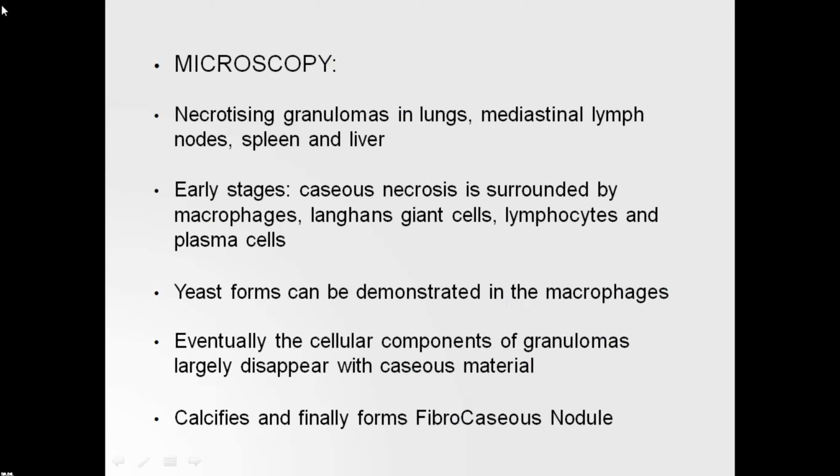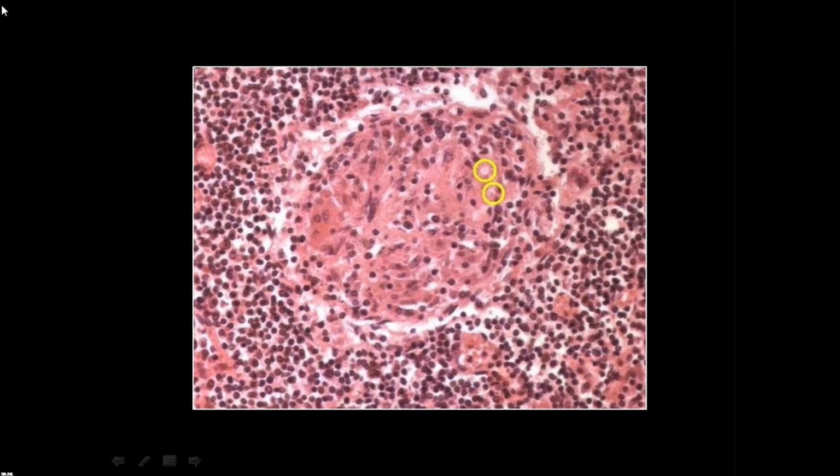On microscopy, there are necrotizing granulomas in the lungs, mediastinal lymph nodes, spleen and liver. In the early stage, caseous necrosis is surrounded by macrophages, Langerhans cells, lymphocytes and plasma cells. Yeast forms can be demonstrated in the macrophages. Eventually, the cellular component of the granuloma largely disappears, and the caseous material calcifies and finally forms fibrous calcified material. This is what you are seeing, with the yellow marking the fungus.